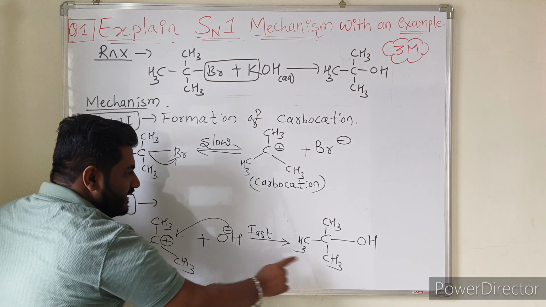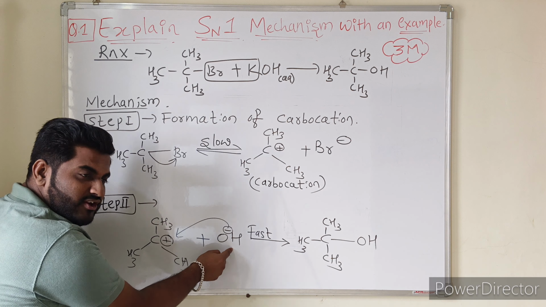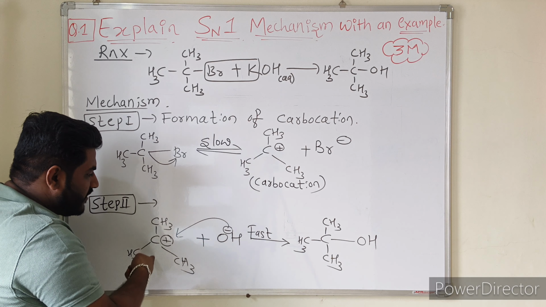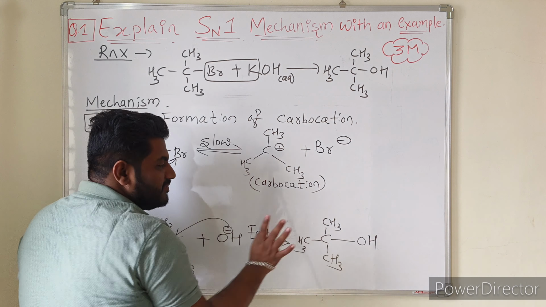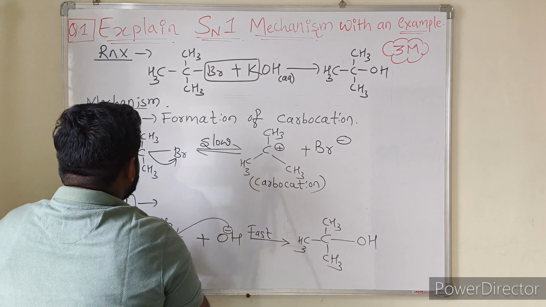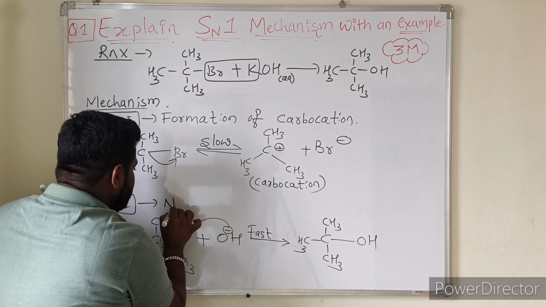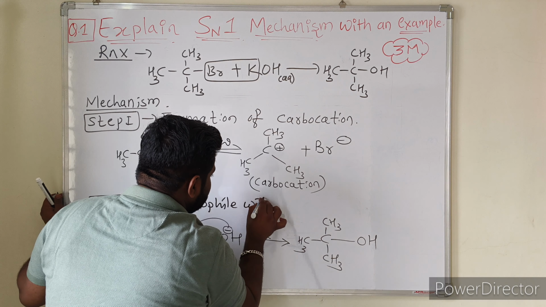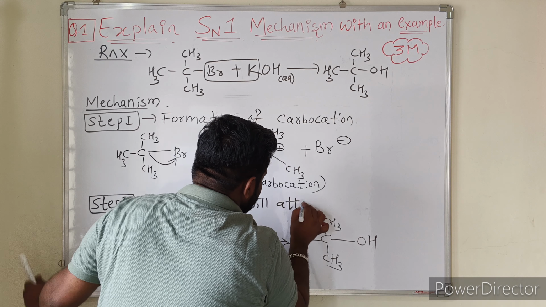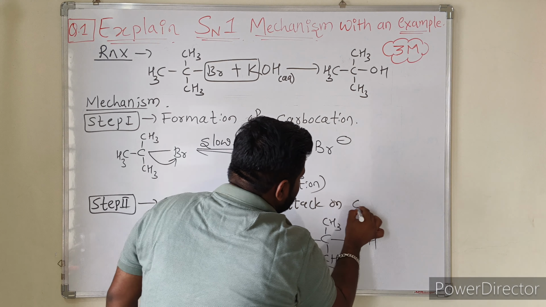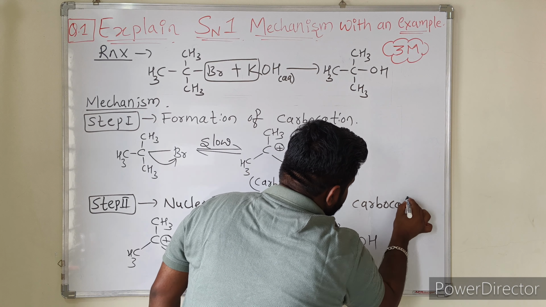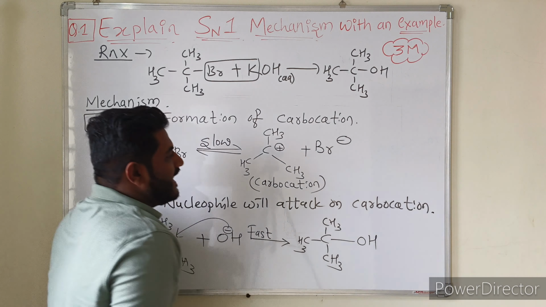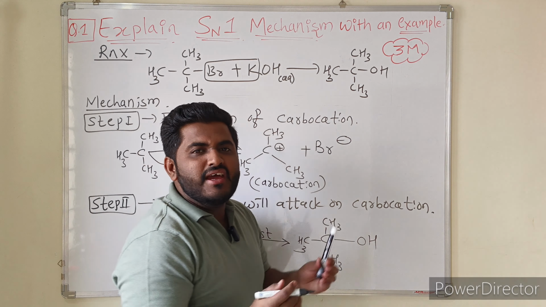Very good. So, in this step, what is happening? This is called a nucleophile. Nucleophile is going to attack on carbocation to form the product. So what can you explain now? Nucleophile will attack on carbocation to form the product.